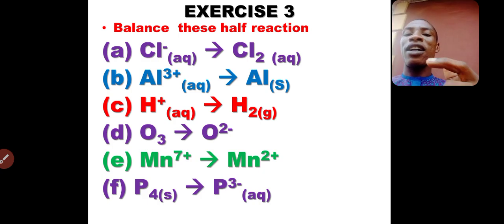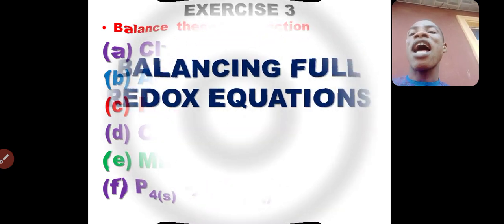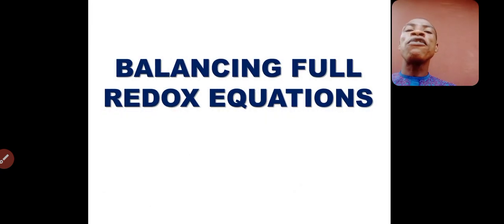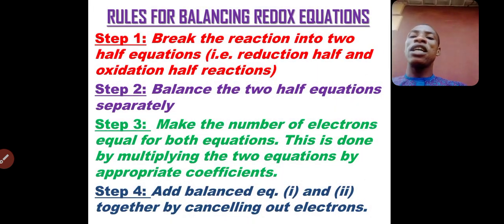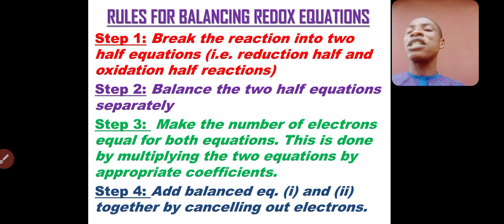So give me feedback as we move on to how to balance a full redox equation, that is, an equation that contains both the oxidized component and the reduced component. That gives you a full redox equation. What is the rule for balancing a full redox equation?